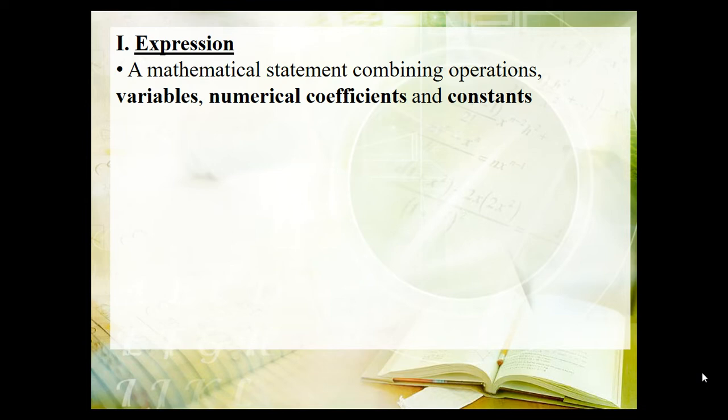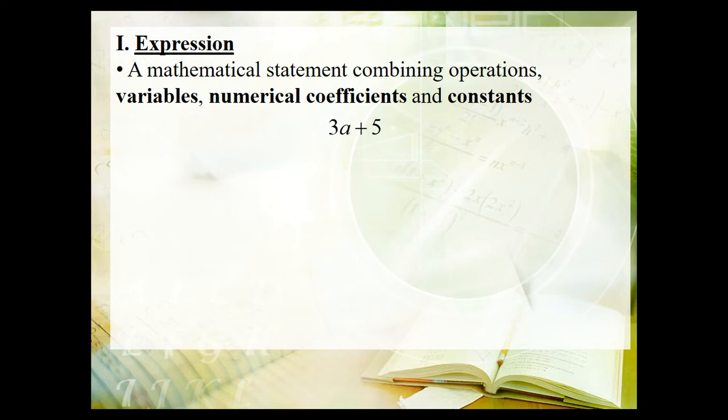So we're going to first of all look at a definition of what an expression in mathematics is. A mathematical expression is a statement that combines operations, variables, numerical coefficients, and constants. The reason that I bolded variables, numerical coefficients, and constants is because we need to further define what those terms are. But let's give an example of what a mathematical expression would look like. So, for example, 3a plus 5 is a mathematical expression.